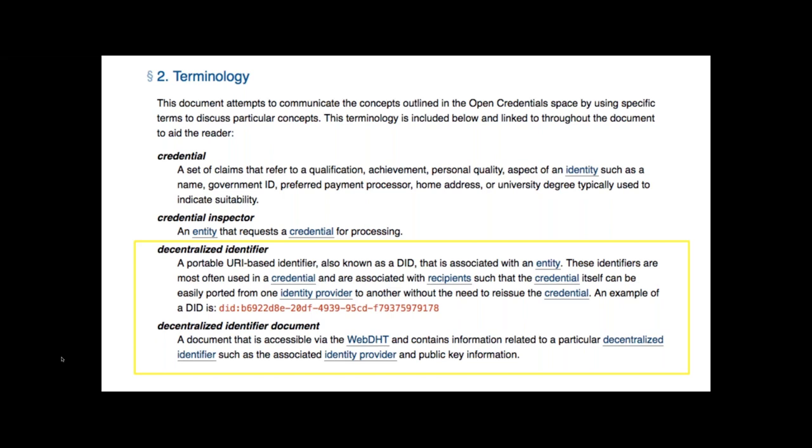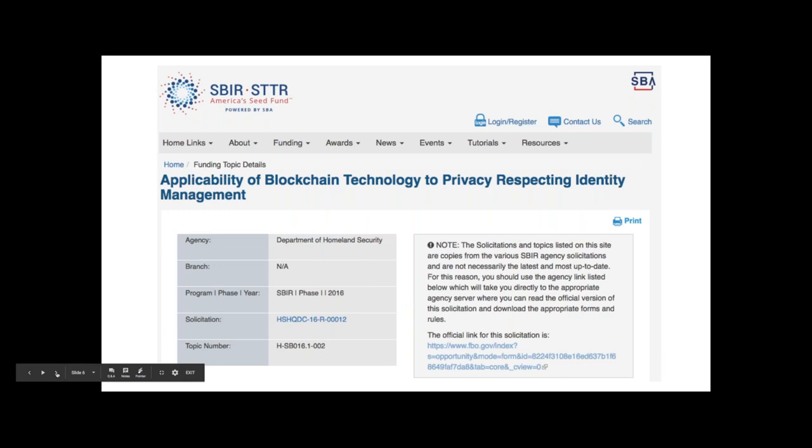So he turned around and that fall put out this, it's called a SBIR, a Small Business Innovation Research grant, on, you can read the title here, I love it, Applicability of Blockchain Technology, Privacy Respect, and Identity Management. And he invited my company and several others that attended IIW that fall to apply for this, and we did, but specifically the application we put in was to say, well, if you want to do privacy respecting identity management, leverage your blockchain, the way to do it is with this concept, and we pointed at the previous two documents we just had presented.